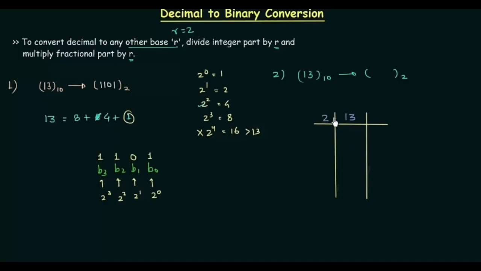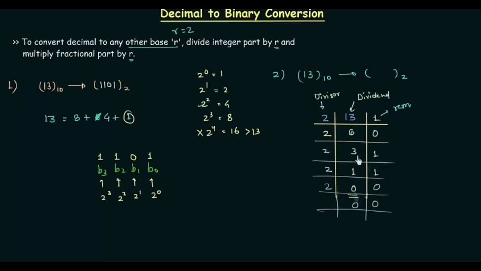13 and 2. 13 is the dividend and 2 is the divisor. When we divide 13 by 2, we have 6 and the remainder is 1. Now 6 is the quotient and 1 is the remainder. We again have to divide the quotient by 2. We have to repeat the process until we have quotient equal to 0. When we have quotient equal to 0, the remainders will give us the binary number.